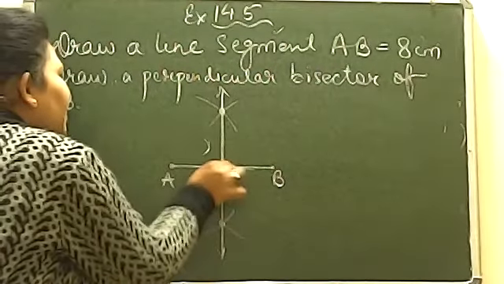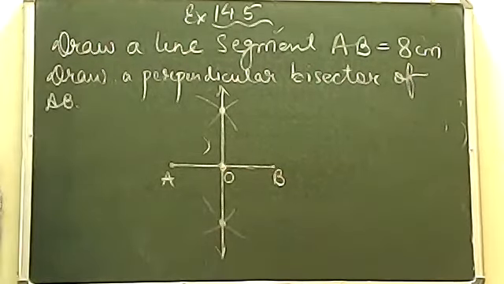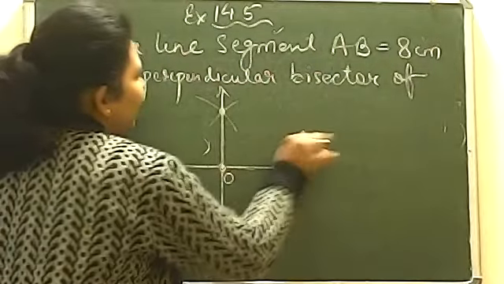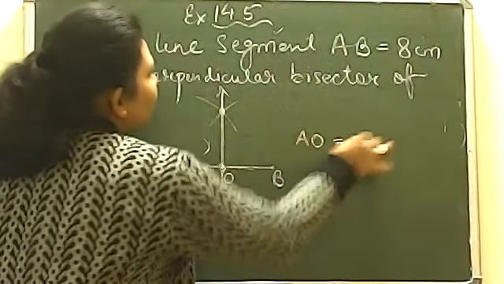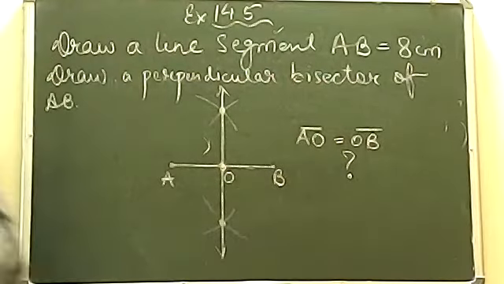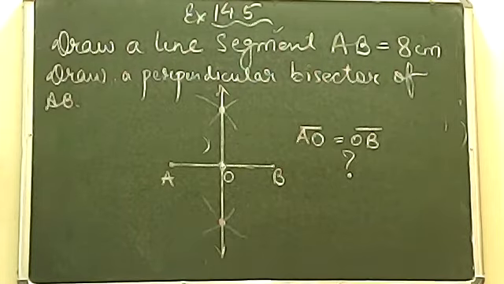So I am giving the name here, can be O, can be M, can be X, can be Y, any name you can give it. Okay, and just check it, that are you getting AO is equal to OB or not. Check it. If yes, it means you are right. If not, you have done a little mistake in it. So just check it and let me know whether you are right or wrong.